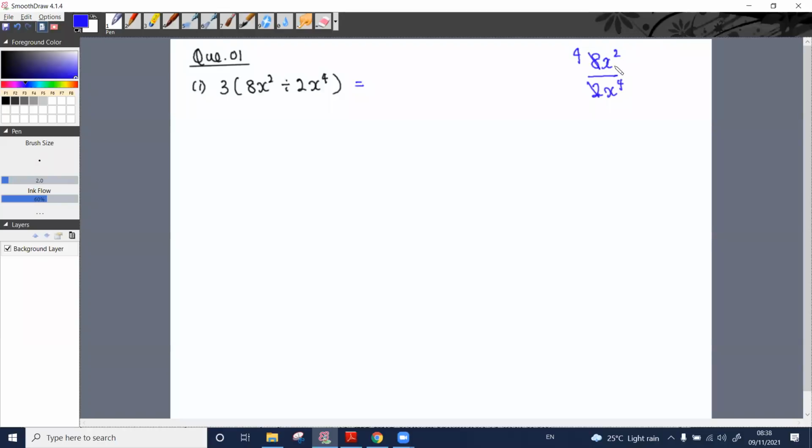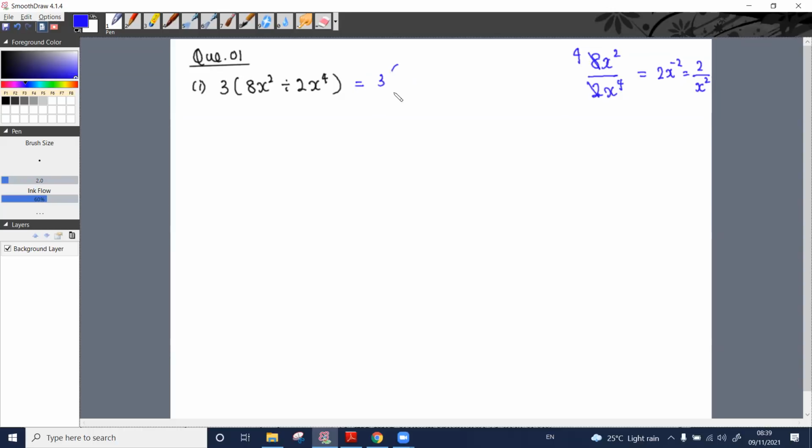So what can we do? We can deduct the power values. 2 minus 4, that is minus 2. So it equals 2 into x to the power minus 2. Or else the same can be rewritten: if we need to eliminate the negative sign of the power value, we can take it to the denominator. 2 over x squared.